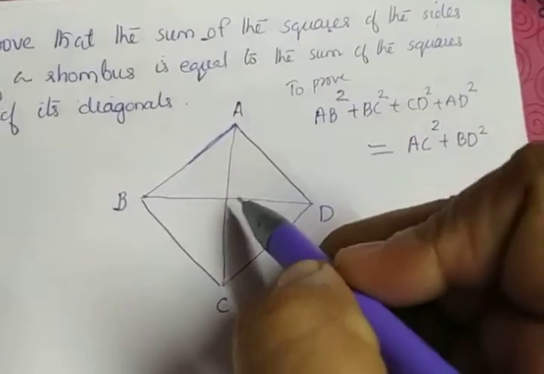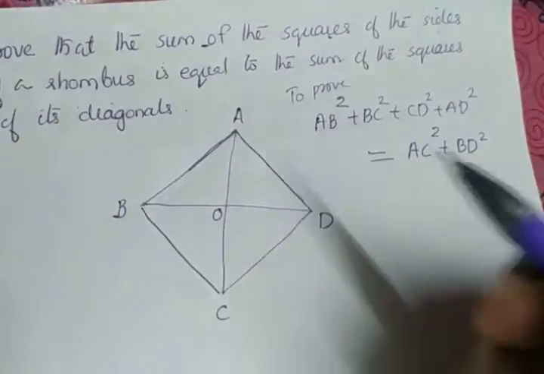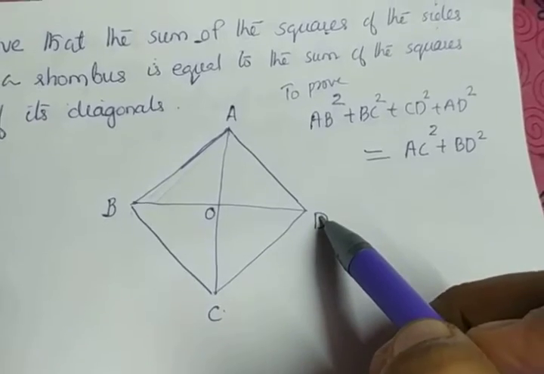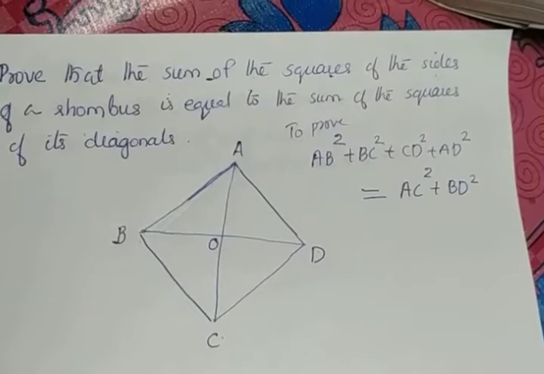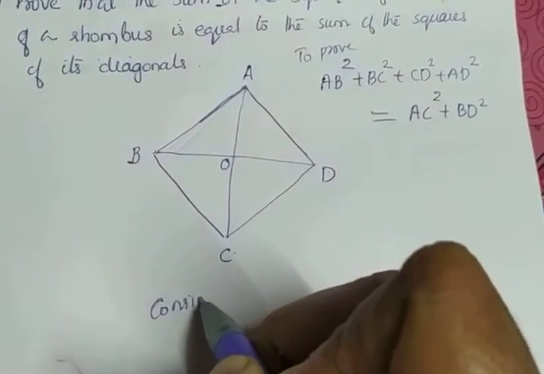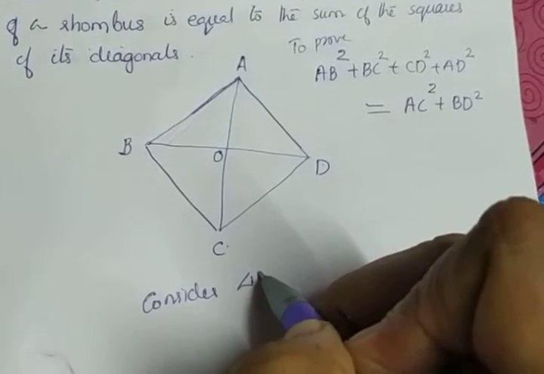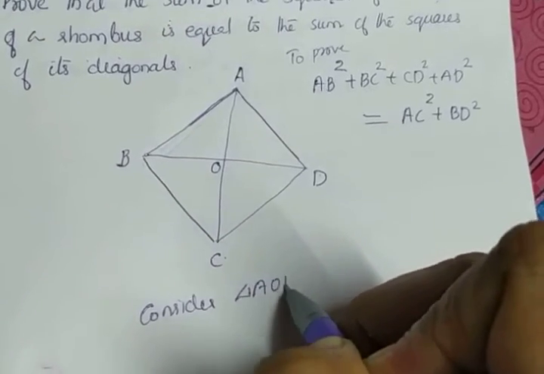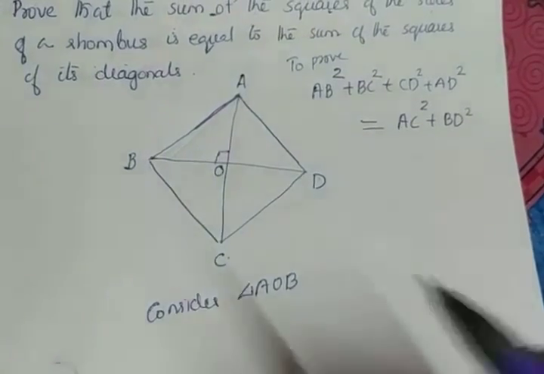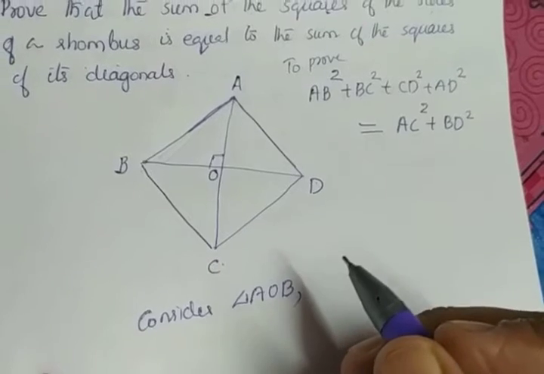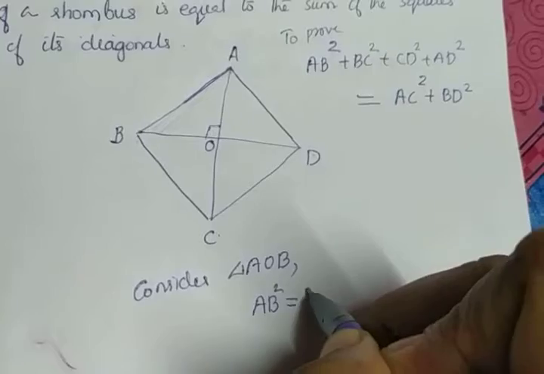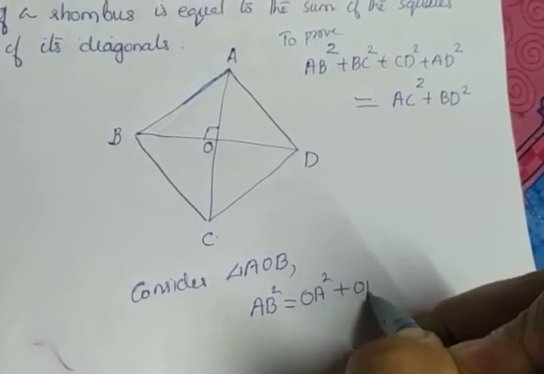Okay, so what we will do is we will take the intersecting point as O. So since it is a rhombus, it is clear that AC is perpendicular to BD and also the perpendicular bisector. Okay. So now what we are going to do is consider one of the triangles. I am going to consider triangle AOB. Okay, it's a right triangle. If it's a right triangle, we can apply Pythagoras theorem. Hypotenuse square equal to sum of the squares of the other two sides. So we can write AB square is equal to OA square plus OB square.